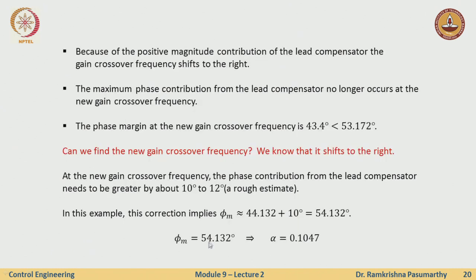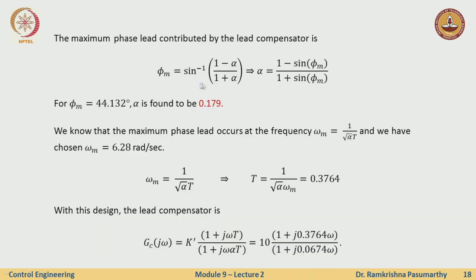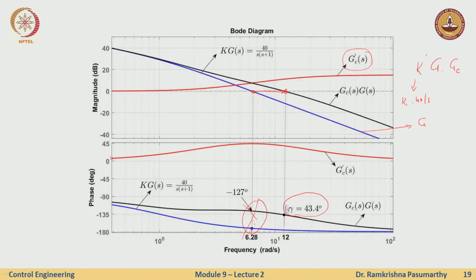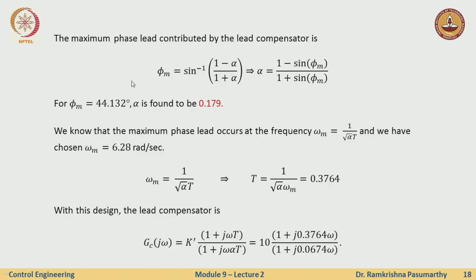Okay. Now, if I design for phi m equal to 54, I can find the appropriate alpha again from the same formula, nothing changes here. Instead of 44, now just to compensate for this shift, I am adding some 10 here. Okay.